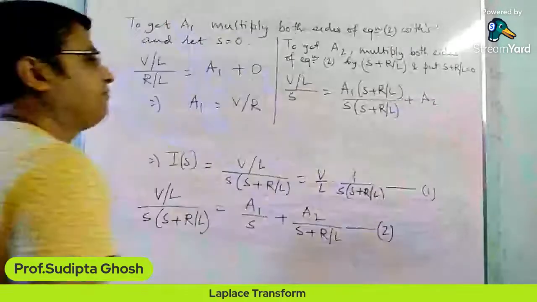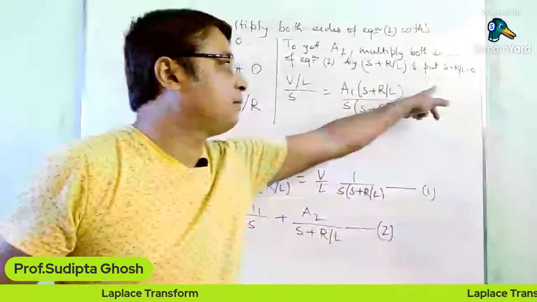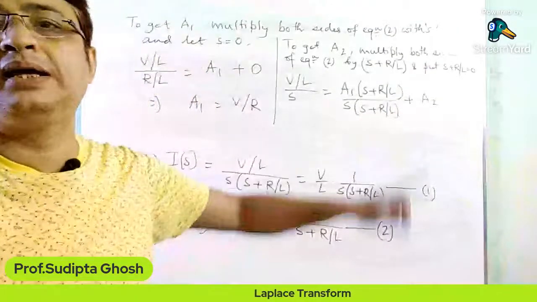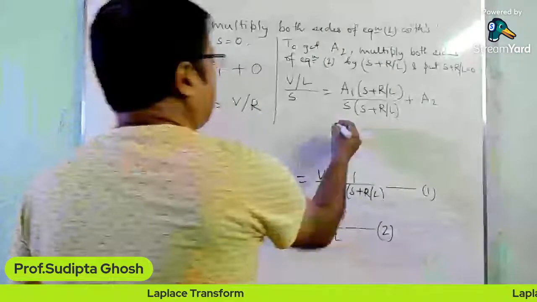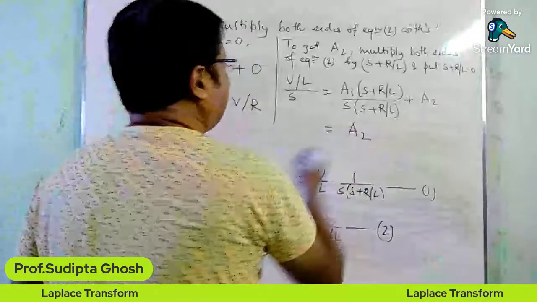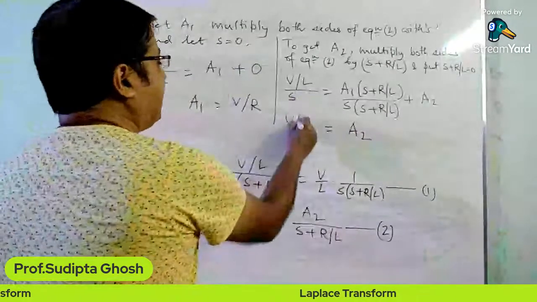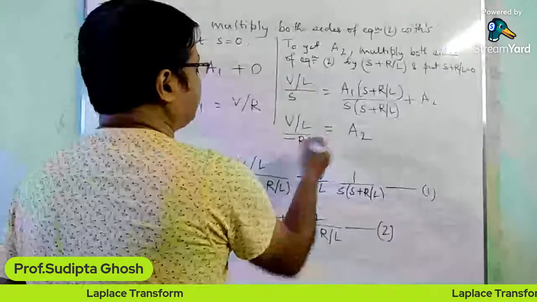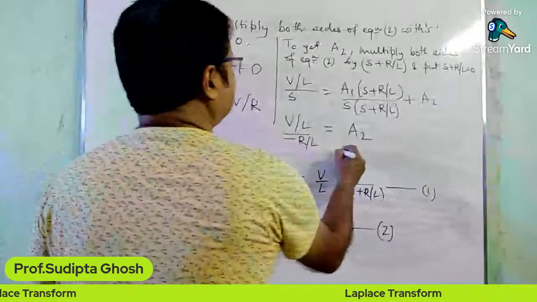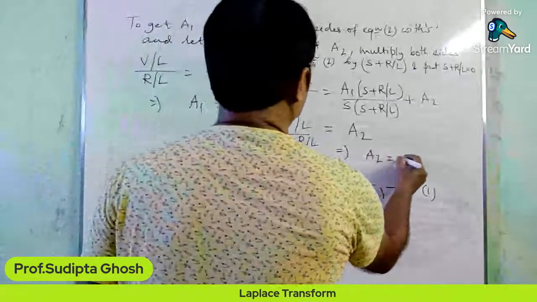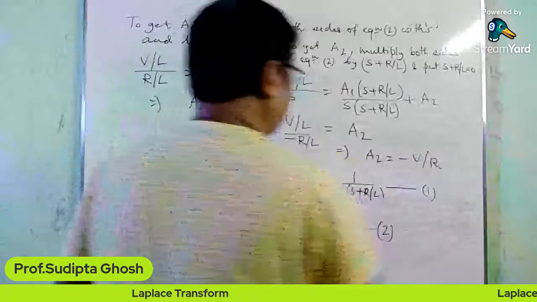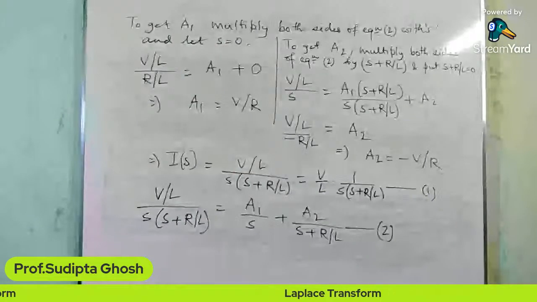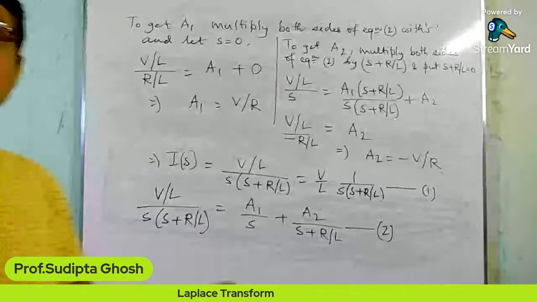Now we have to put the value of s plus r by l equals to 0. If we put s plus r by l equals to 0, we will find that here we have only a2 left, and then v by l, that is s equals to minus of r by l. So let's put this value of minus of r by l, and then we have a2 equals to minus of v by r. So these are the values of a1 and a2. a1 is v by r and a2 is minus v by r.